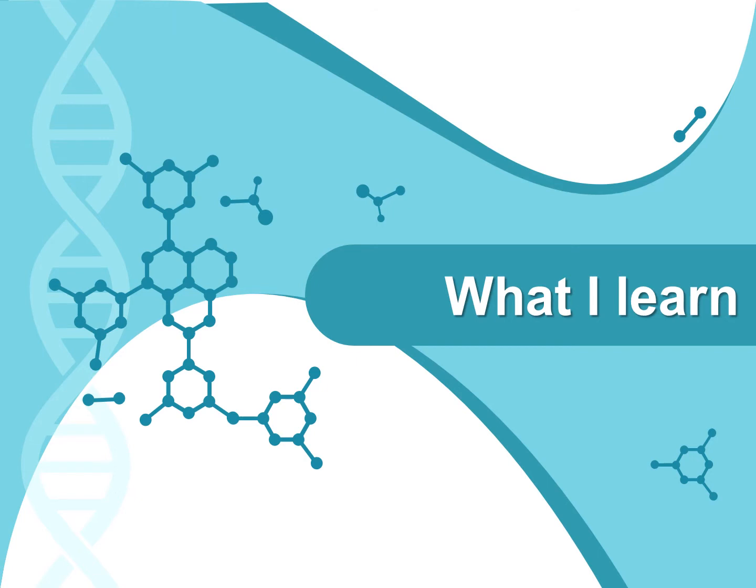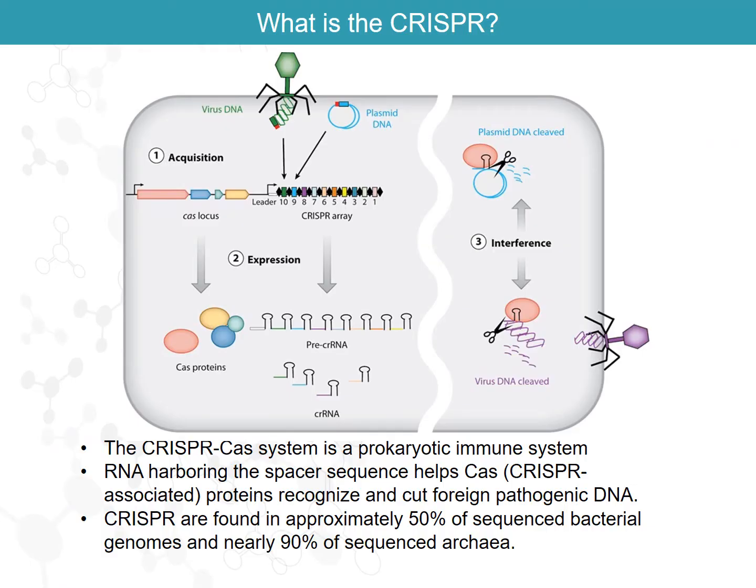Coming to the next, what I learned in our lab. Now, I am studying CRISPR. Then, what is CRISPR? The CRISPR-Cas system is a prokaryotic immune system that confers resistance to foreign genetic elements such as those present within plasmids and phage, providing a form of acquired immunity. RNA harboring the spacer sequence helps Cas protein recognize and cut foreign pathogenic DNA. Other RNA-guided Cas proteins cut foreign RNA.